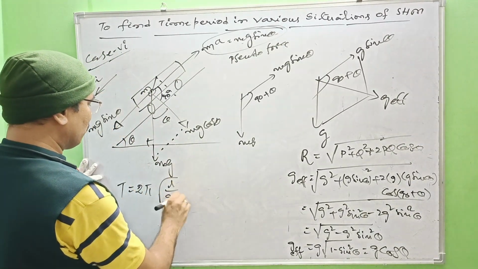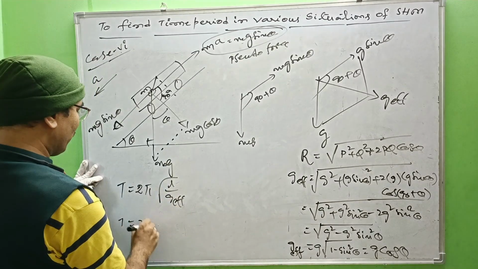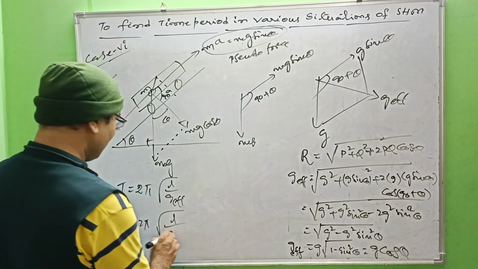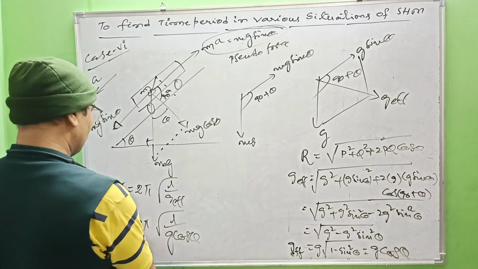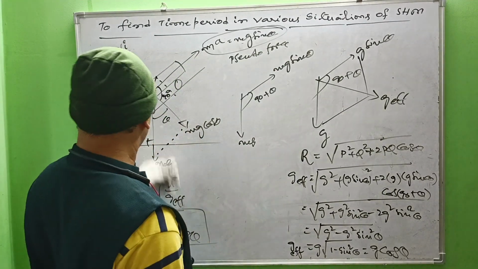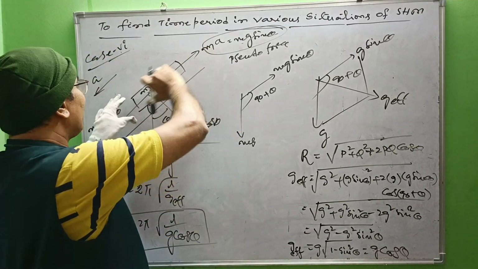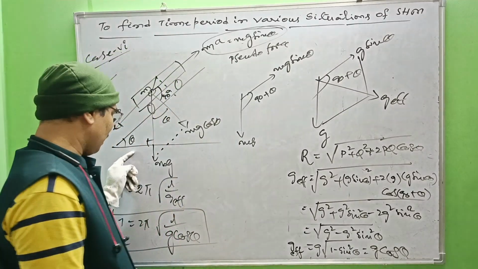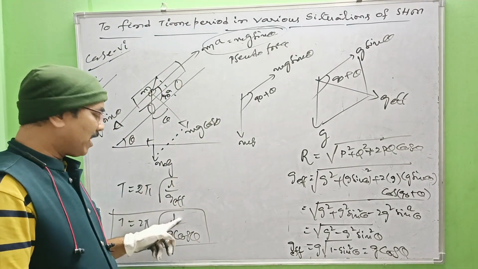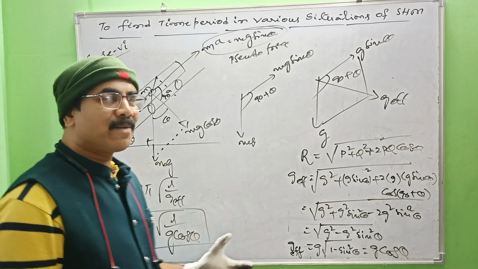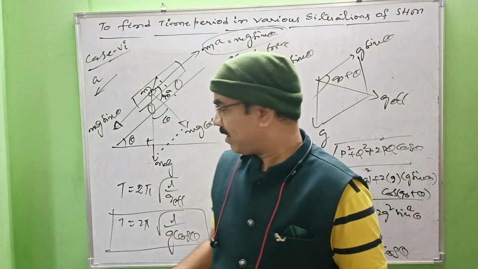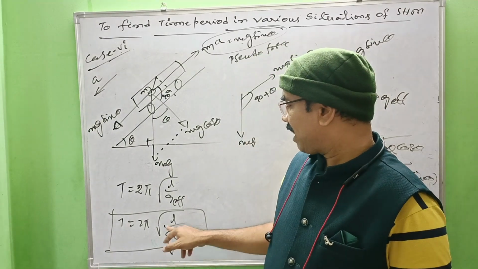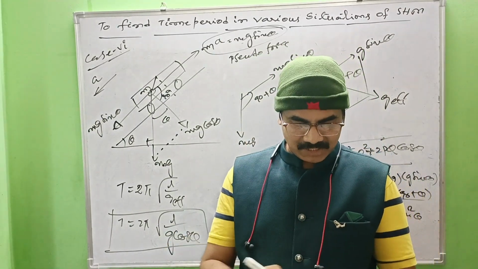Now take the same value in the formula T equals 2 pi root over L by g effective. That is T equals 2 pi root over L by g cos theta. So in this case, when the car is accelerating down the inclined plane of inclination theta with the length of the pendulum as L, what is the period of oscillation of the pendulum here? T equals 2 pi root over L by g cos theta.